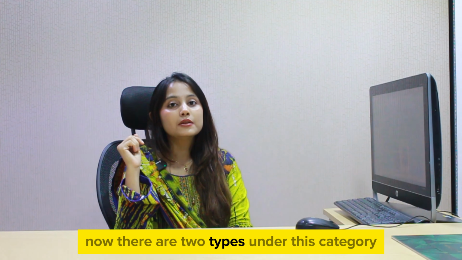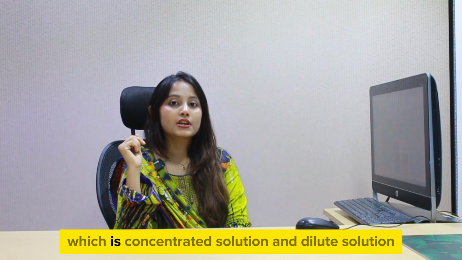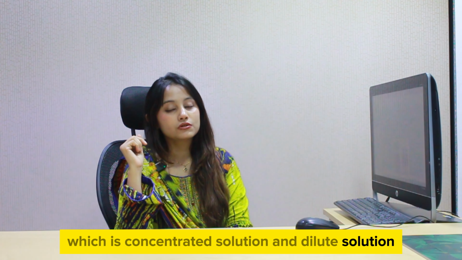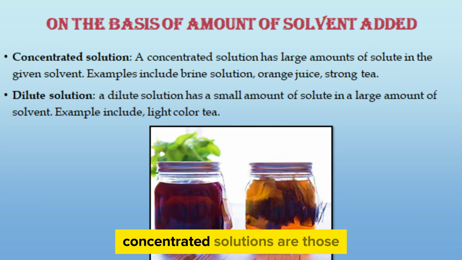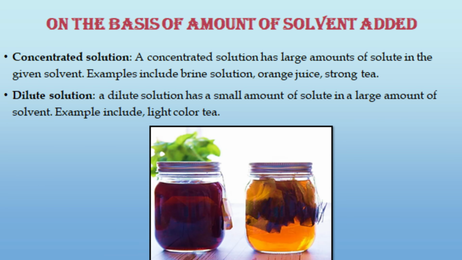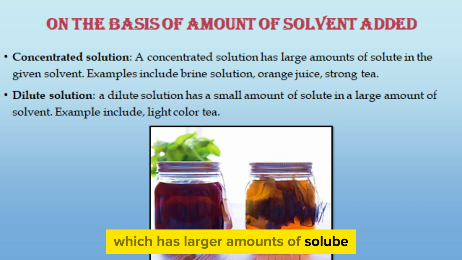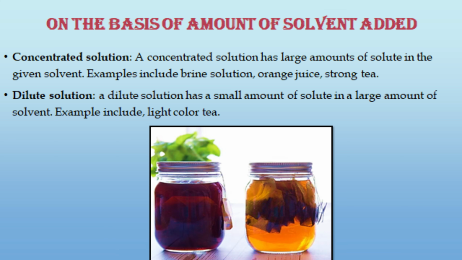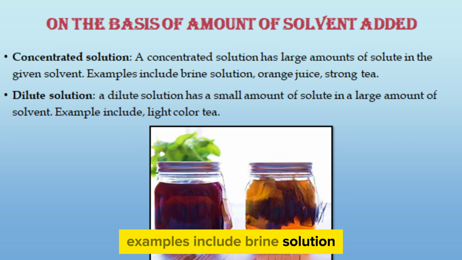The third category we have here is on the basis of amount of solvent added. Now there are two types under this category, which are concentrated solution and dilute solution. Concentrated solutions are those which have larger amounts of solute dissolved in a given solvent. Examples include brine solution, orange juice, and a strong tea.